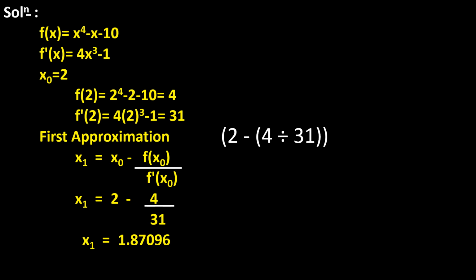The fifth digit is 6, which is greater than 5. Therefore you need to add 1 to the previous digit, that is a 9. 9 plus 1 will be a 10. Therefore x1 will be equal to 1.8710. This one we have got upon rounding off the number to 4 digits after the decimal point.